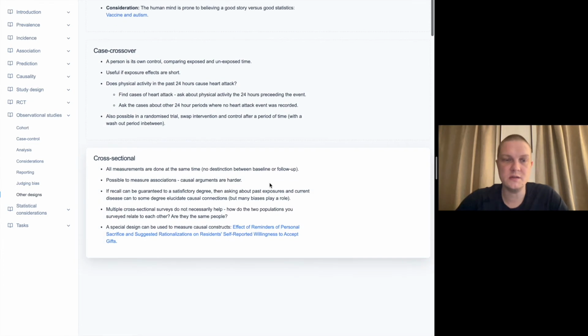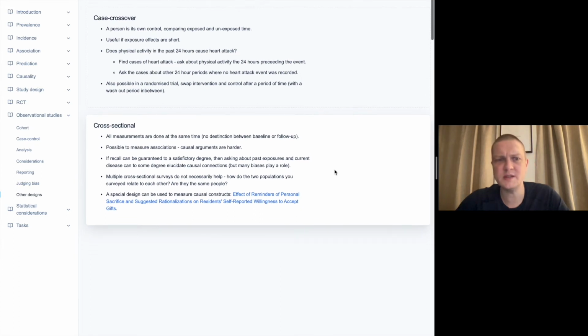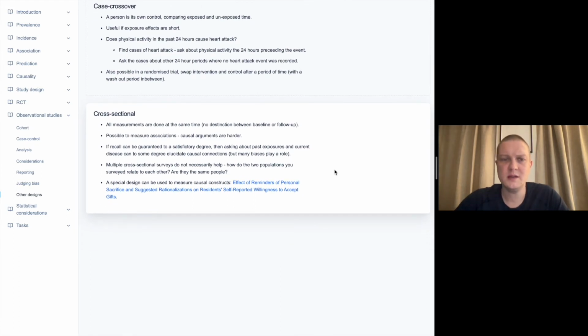Finally, cross-sectional. When all measurements are done at the same time, there's no distinction between baseline and follow-up. Easiest to think of this as a survey. Possible to measure associations. Causal arguments are harder, very much harder. If recall can be guaranteed to a satisfactory degree, then asking about past exposures and current disease can to some degree elucidate causal connections, but many biases play a role here.